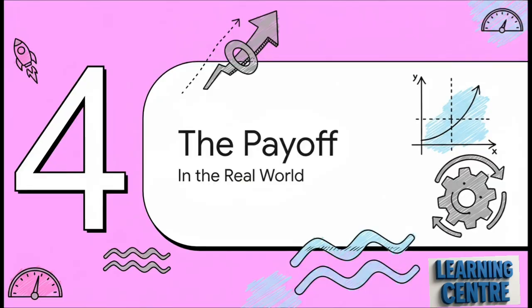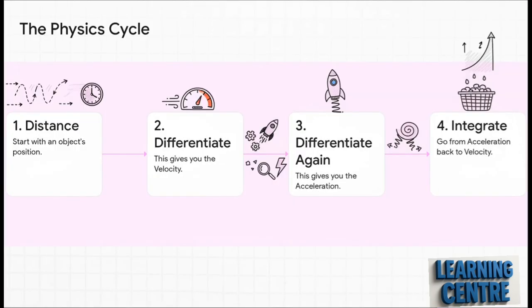So, why does all this matter? I mean, beyond the cool math, what's the real-world payoff for getting a handle on this powerful duo? Well, in physics, it creates this perfect, complete cycle. You can start with an object's position, differentiate to find its velocity, and then differentiate again to find its acceleration. But here's the magic. You can reverse the whole thing. Integrate acceleration to get velocity, and integrate velocity to get right back to where you started, the position. This is the fundamental language we use to describe motion in the entire universe.